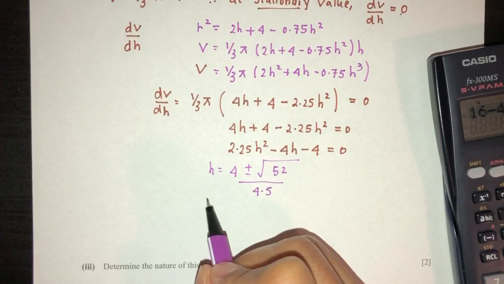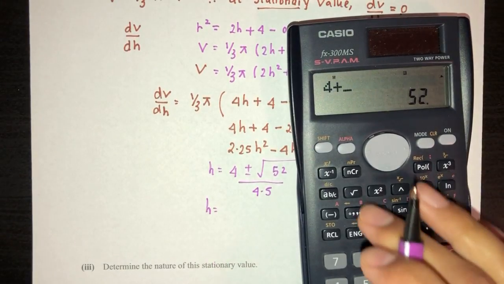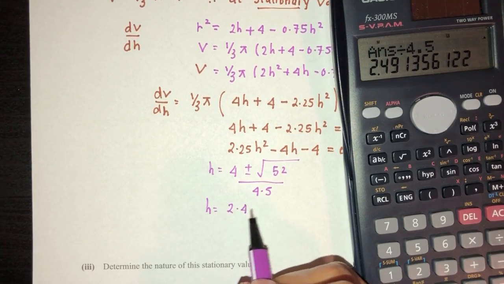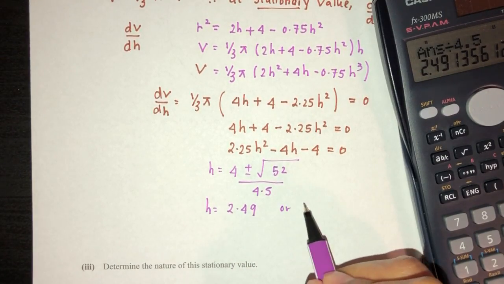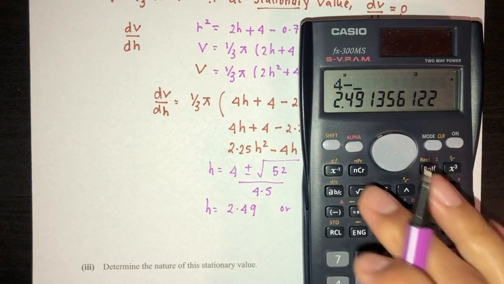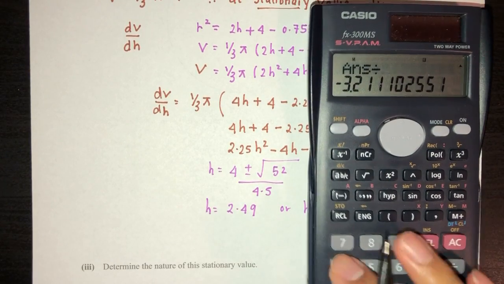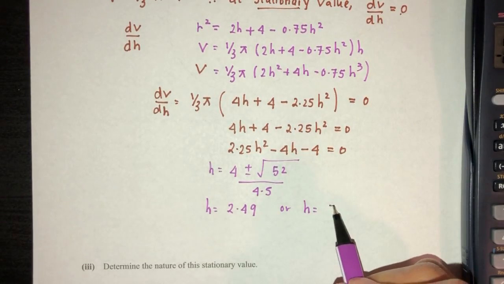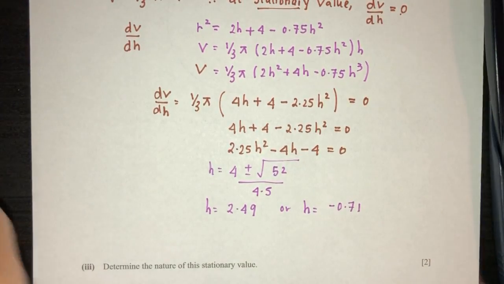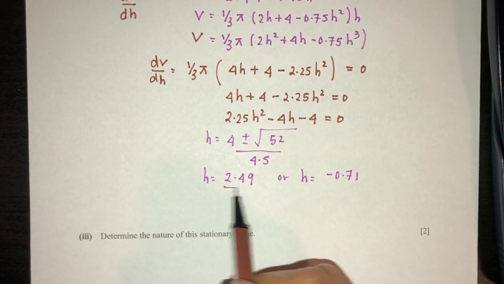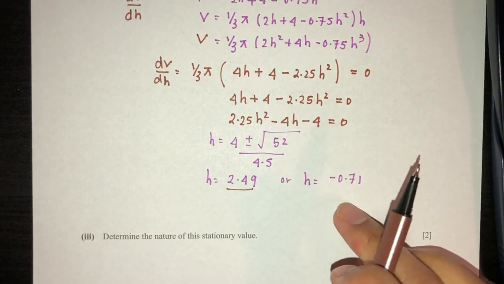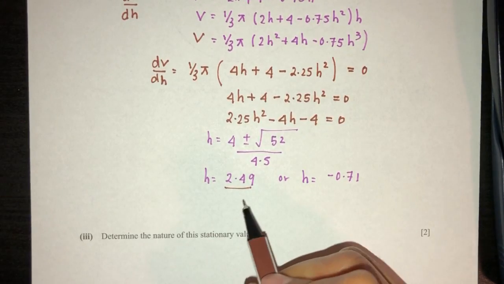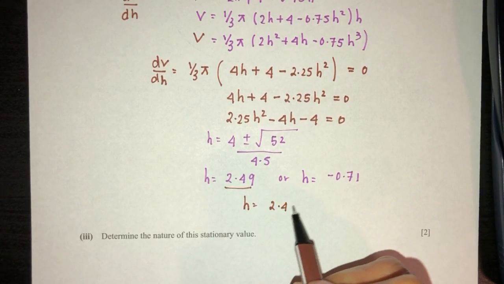So let's find the value of h. h will be 4 plus root of 52 divided by 4.5. That should be 2.49, correct to 2 decimal places, or it can be 4 minus root of 52 divided by 4.5. That will be minus 0.71. But as always, we take the positive value because h is the height of a tent. It cannot be negative. It cannot be below the ground. It has to be above the ground for your tent, right? So h will be 2.49 meters.